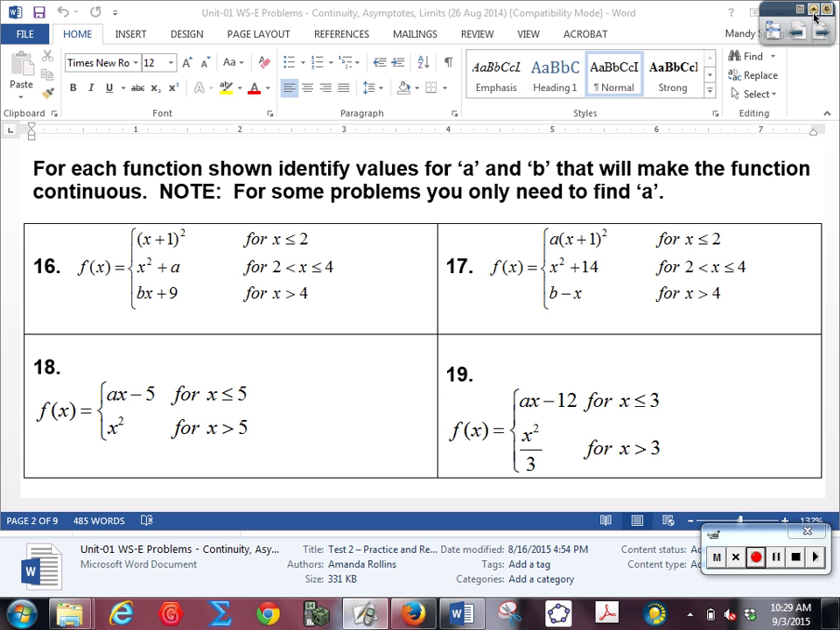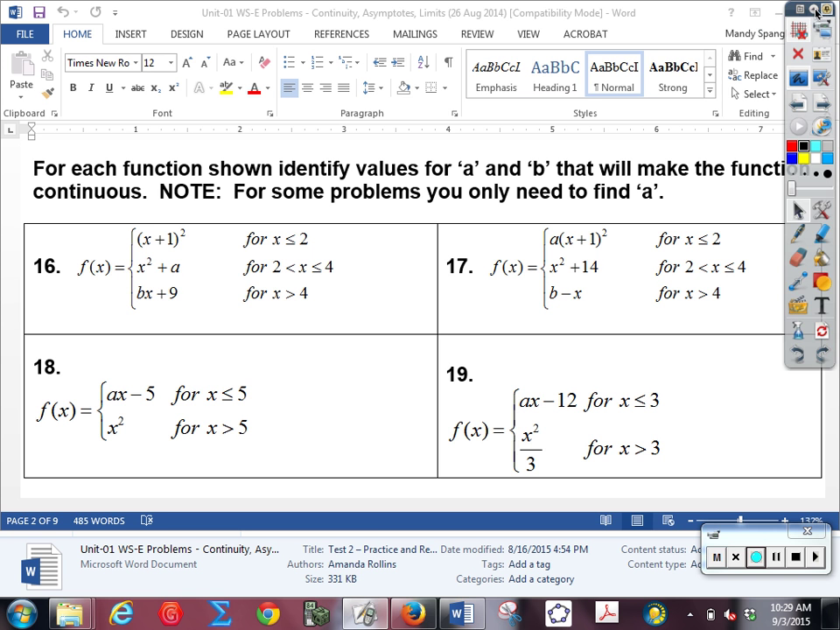You've just got to be thinking as you look at these, where do I know it is for sure? On this one, I don't know where this is, because I don't know what B is. I don't know where this is, because I don't know where A is. But right here, I know where this is. It is this parabola everywhere from 2 and below. So it's continuous all the way until I hit 2. But from 2 to 4, I'm not sure what's going on. From 4 up, I don't know yet.